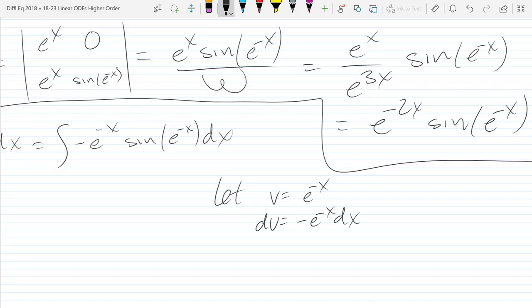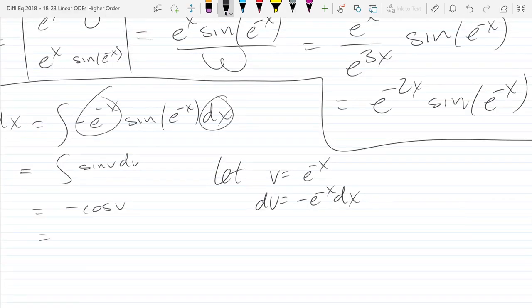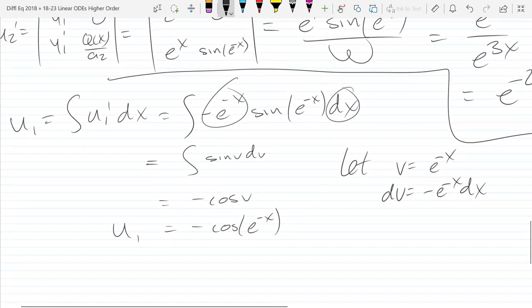So this is the perfect U substitution, or V substitution. It even takes care of that negative sign out front. So what I circled is dV. So we get the integral of sine V dV, which is negative cos V. And I wrote down earlier, don't worry about the constant here. So that is negative cos of e to the negative x. So that is U1.